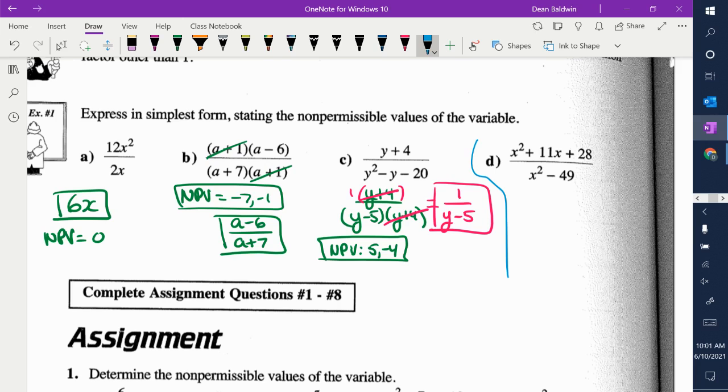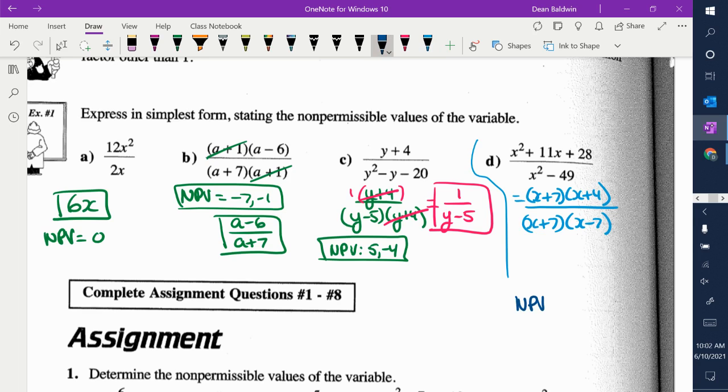Last one, and lesson 1 will be over. What do I need to do? If you don't know what to do in math, I tell my calculus kids this: if you don't know what to do, try factoring. So factor the top, factor the bottom. What am I looking for to factor the top? Multiplies to 28 and adds to 11, which is 7 and 4. What is the bottom? It's a difference of squares, so it's x plus 7, x minus 7.